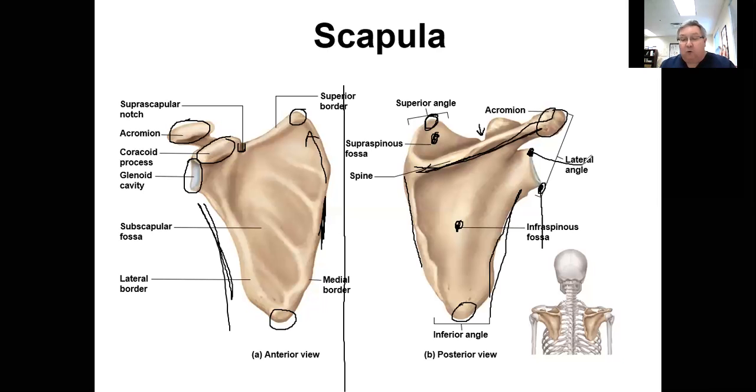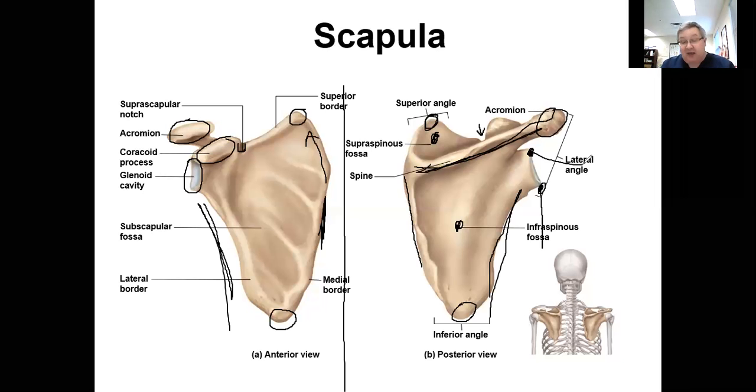The medial border of the scapula has the rhomboids. Remember, the rhomboids come from the transverse process, go to the medial border of the scapula, and also the serratus anterior, coming from ribs 1 through 9. It moves around and articulates with the medial border, the serratus anterior.